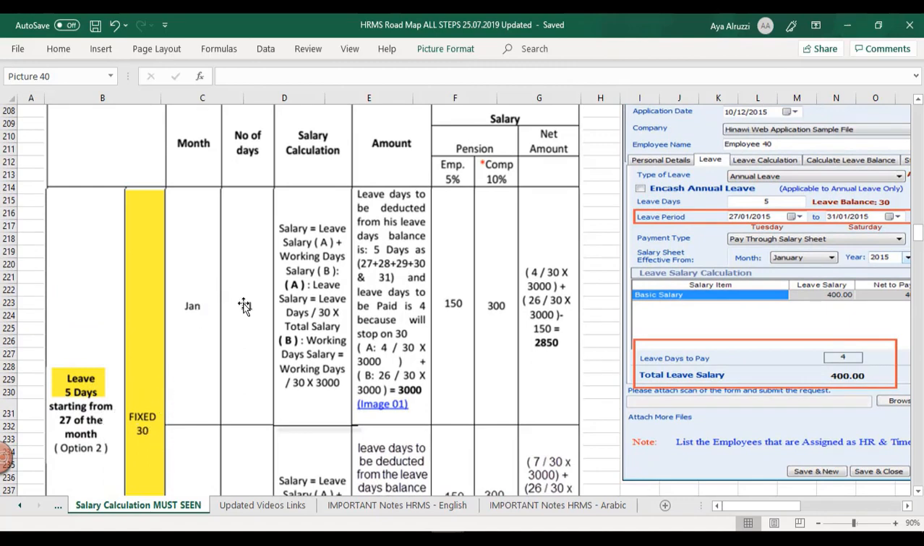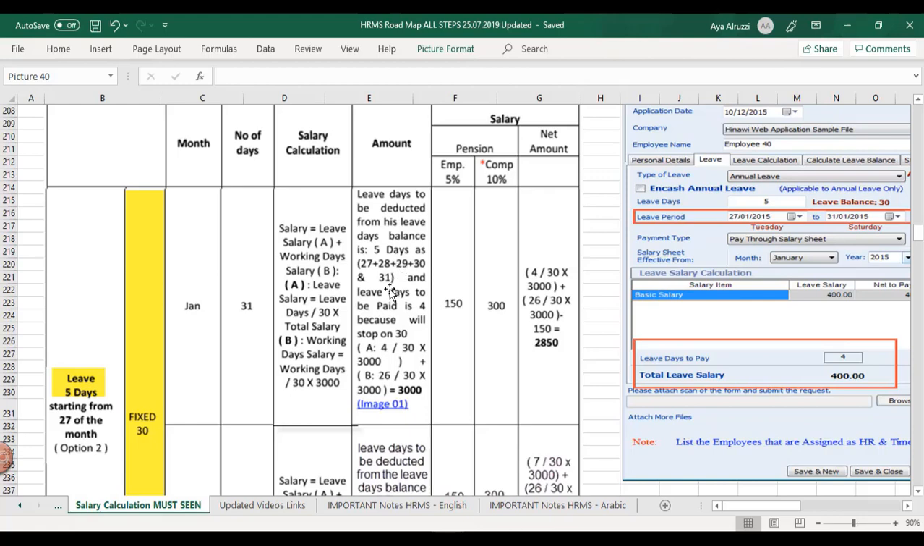So here, if we're talking about January, which has 31 days, 31 will not be taken into consideration. We will take the 30 days instead, and we will follow the same salary calculation method. But this time it's different because it comes into 2 months. It's as if the leave is split into January and February, not only January, as in the example we have seen above. So here, the leave days to be deducted from his leave balance is 5 days, since 27, 28, 29, 30, and 31. So there are 5 days to be deducted from the balance.